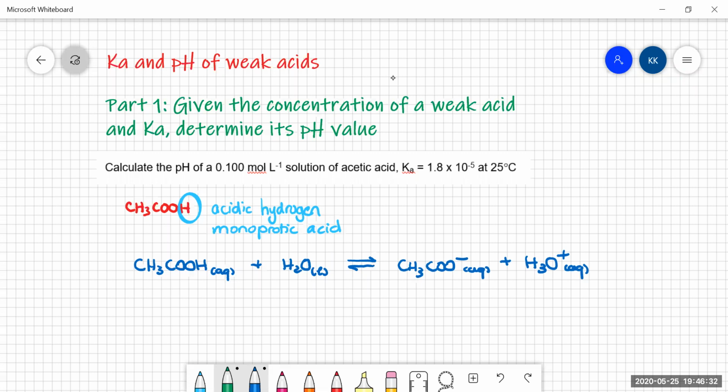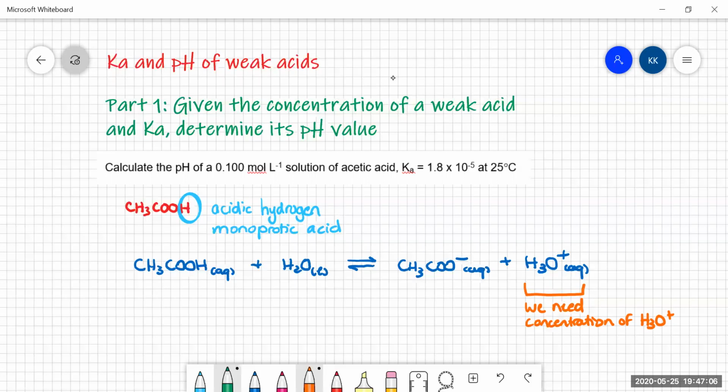If we want to calculate pH, we need to find the concentration of H3O+, because of course our pH is minus the log of the concentration of H3O+. But in this case, we cannot say that the concentration of the hydronium ion is equal to the concentration of the acid, because we're looking at a very weak acid.